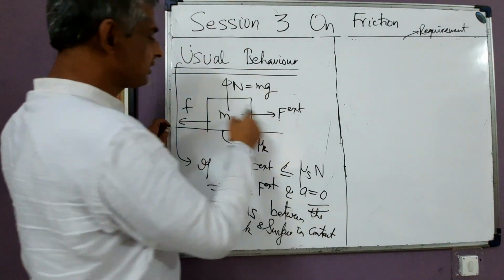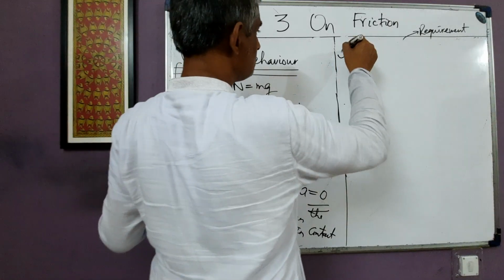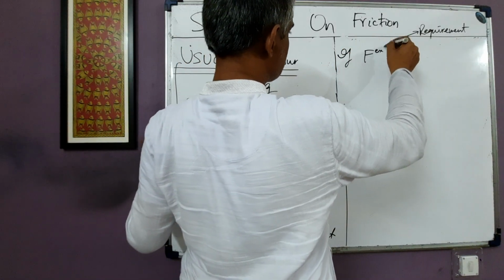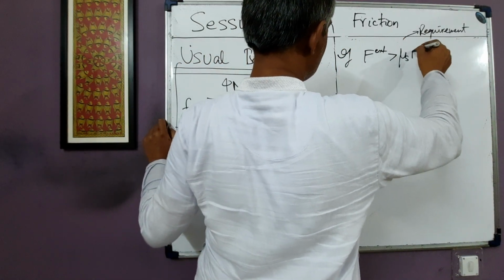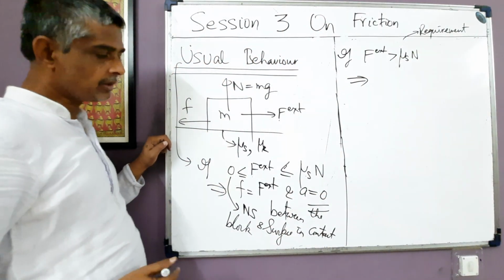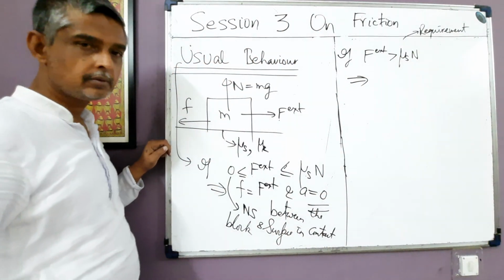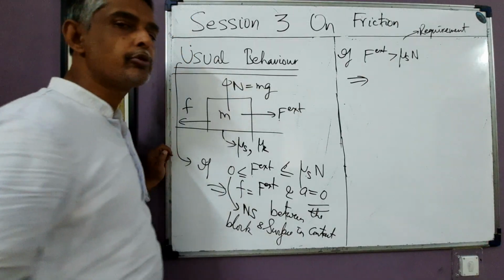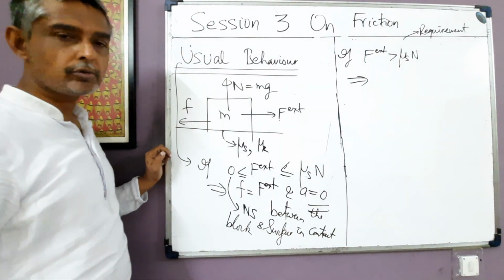And when F external exceeds this limiting friction, if F external exceeds mu s N, then the block begins to slip over the surface, the nature of friction becomes kinetic, and its magnitude becomes mu k N, opposite to the direction of F external.